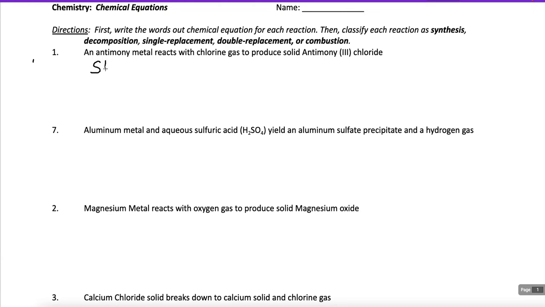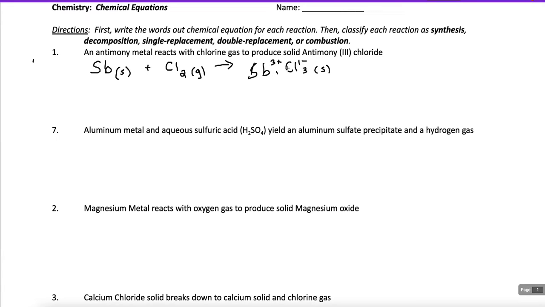So antimony is Sb. Okay, and it's a metal, so you could probably put a solid there. Reacts with chlorine gas. Now look at the bottom of your TAN ion chart and note that chlorine gas is Cl2. All right, it's a diatomic gas, so gas. Okay, now it's going to make solid antimony, so Sb, and it's Roman numeral 3, means that it's a 3 positive ion, and chloride is a 1 negative ion, so you do a crisscross, so SbCl3, and it says that that's a solid.